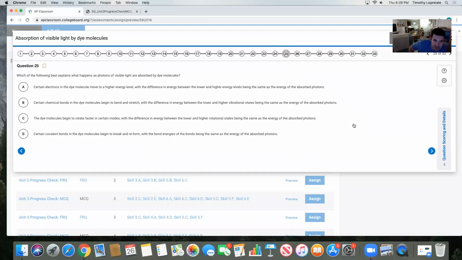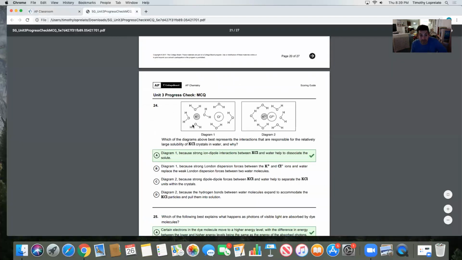That would be like for infrared radiation, but not for our visible light. The dye molecules begin to rotate faster in certain modes. No, not rotation. Certain covalent bonds in the dye molecules begin to break and reform, with the bond energies of the bonds being the same as the energy of the absorbed photons. I like choice A. I did not like B and C. If I'm all wrong, then it's probably going to be choice D, so that's going to be embarrassing.